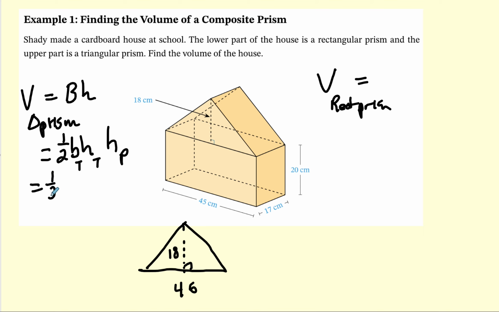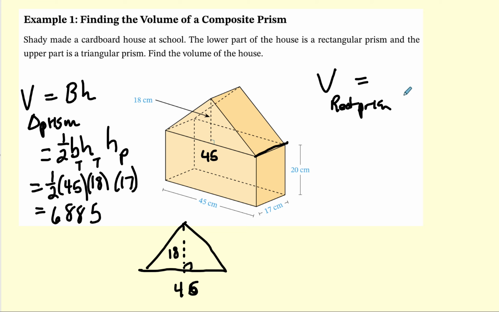All right, and so just looking at the triangle, the base is 45. I said 46, but it's 45, so this should have been a 5. And then the height is 18. And this is the height of the prism right here, which is 17. All right, and let me go ahead and find the answer. I'm getting the answer 6,885.